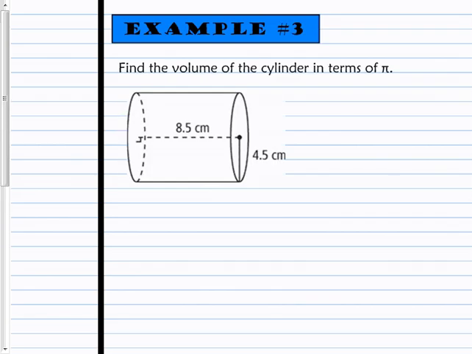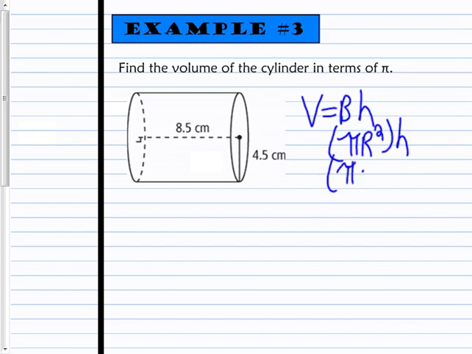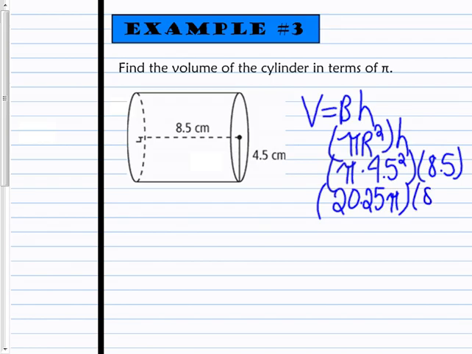Find the volume of a cylinder. So volume for prisms and cylinders is area of the base times the height. This is a circle, so I should say the cylinder has a circle base. So the area of the base is found by pi r squared, multiplied by the height. So pi times the radius, which is 4.5 squared, and times the height, which is 8.5. So 4.5 squared is 20.25. We can leave it in terms of pi. So 20.25 pi times 8.5.